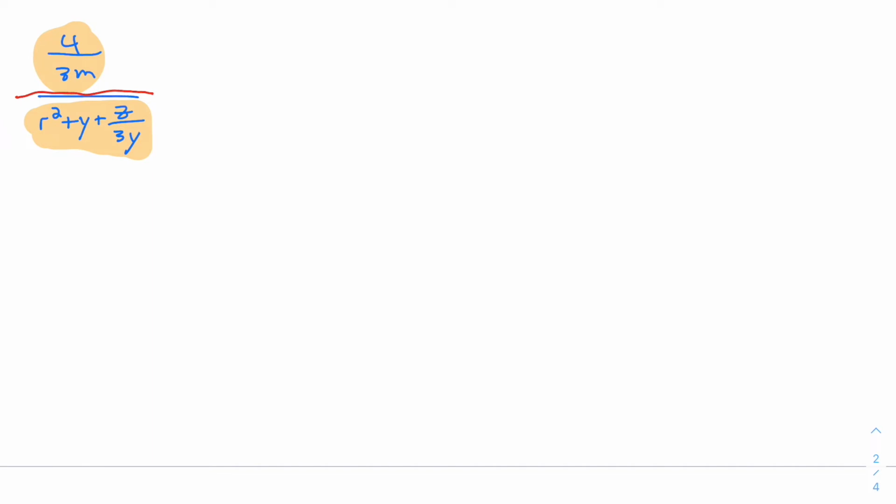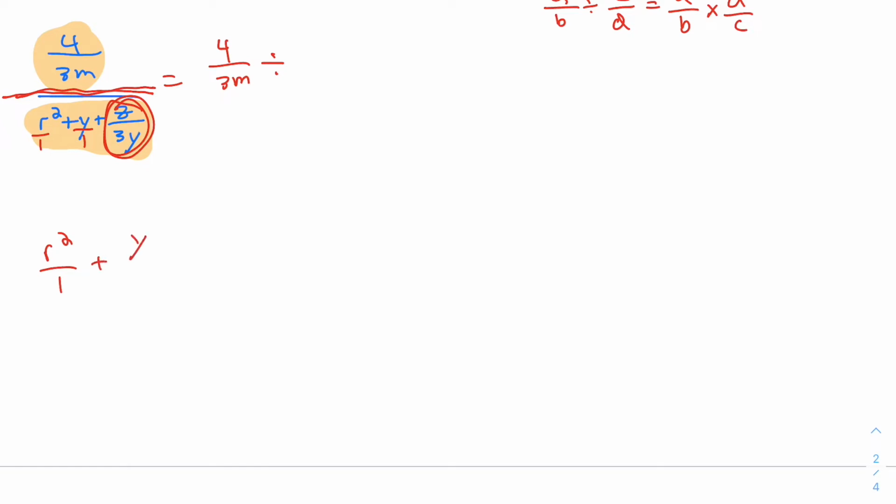So I'm going to use the fact that if I have some fraction a over b divided by another fraction c over d, I can use the fact that we can go a over b times the reciprocal, d over c. And so in our example, a over b, or our numerator, is the fraction 4 over 3m, and it is being divided by, and now in our denominator, I want to turn this into a single fraction, because I see this z over 3y term, and these are like they are over 1. So I want to take r squared over 1 plus y over 1 plus z over 3y, and turn that all into a single fraction.